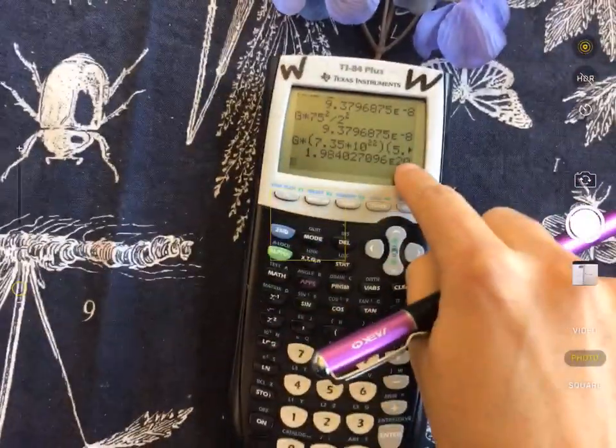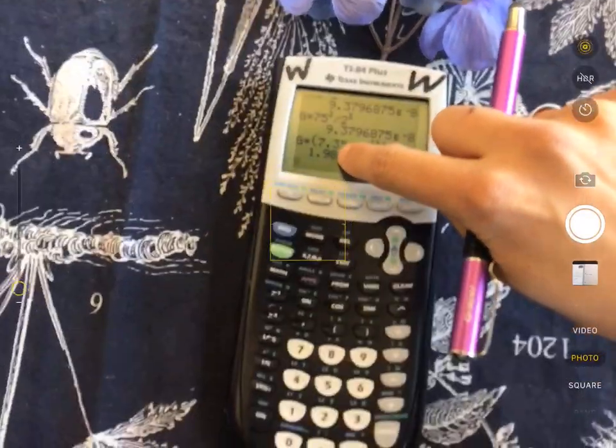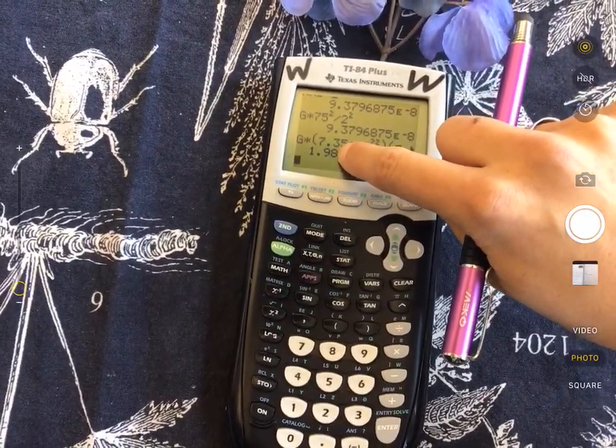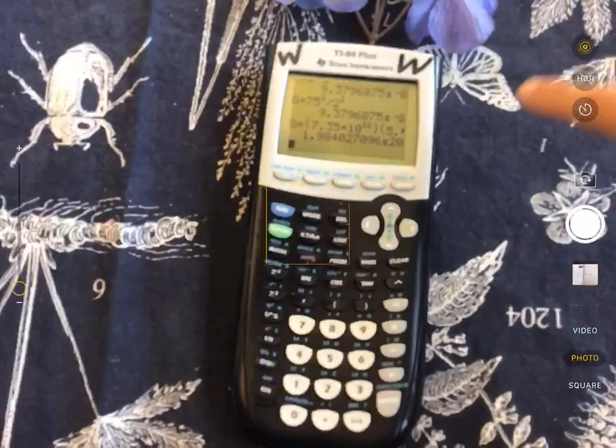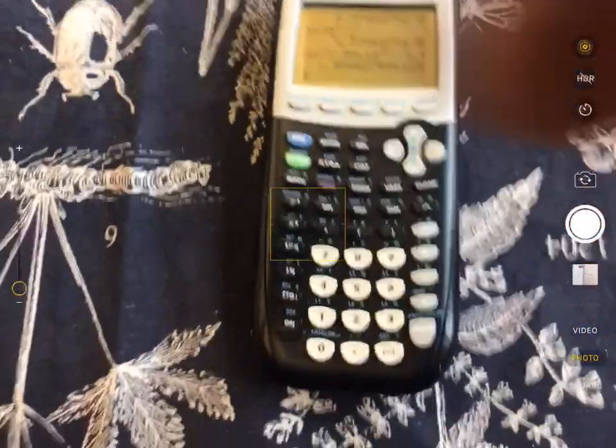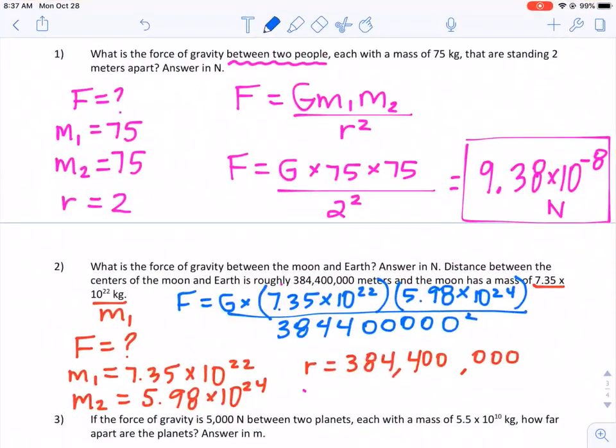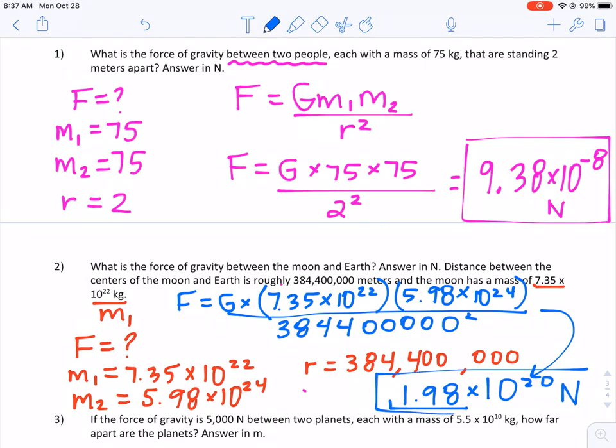And so we want this whole answer, but again, I'm going to round and cut that off at the second decimal. So I'm going to write 1.98 times 10 to the 20th. If you type this in wrong without parentheses, oftentimes you'll get the right part of the answer at the beginning and just your exponent is off.